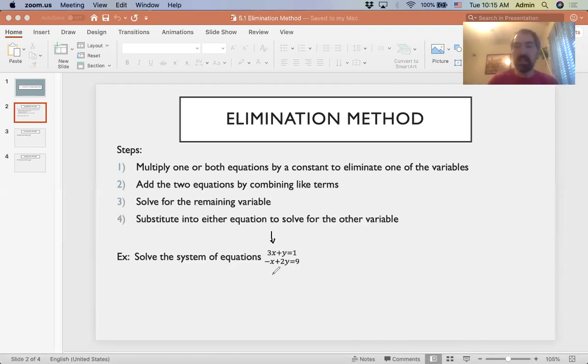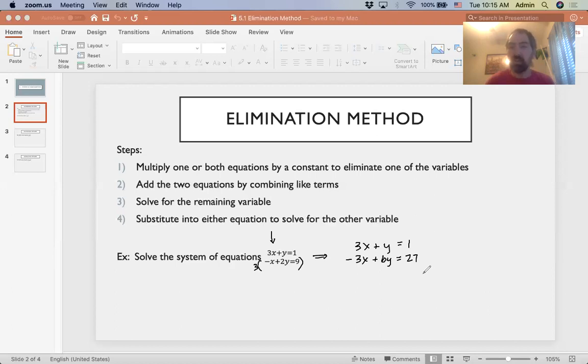So I need to multiply that second equation by a number so that the coefficient of x becomes a negative 3. Negative 1 times 3 will give us a negative 3. So we're going to multiply that second equation by 3. So I'm rewriting the first equation, that doesn't change, and I'm multiplying the second equation by 3. Every term in that second equation is being multiplied by 3. So 3 times negative x is negative 3x. 3 times 2y is 6y. 3 times 9 is 27.